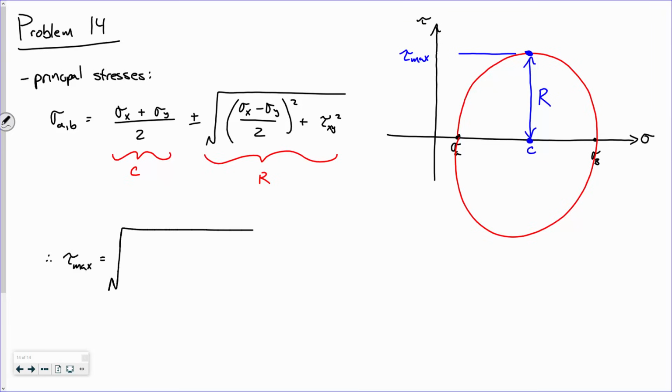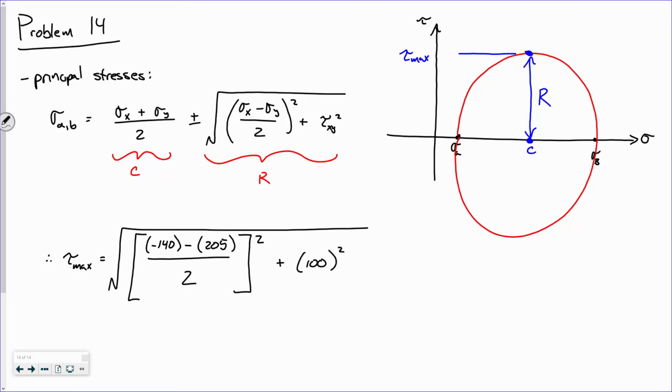is, what do we have? Minus 140 minus 205 over 2 squared plus 100 squared.